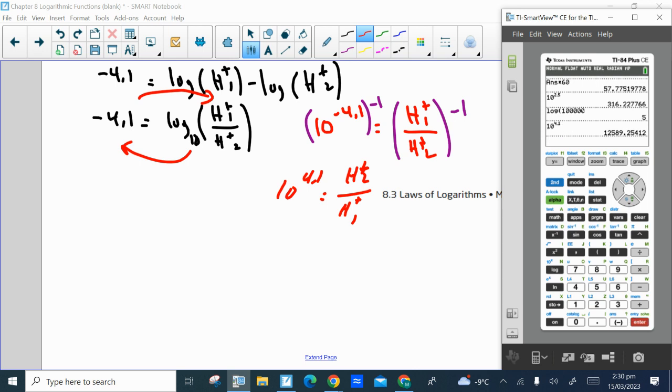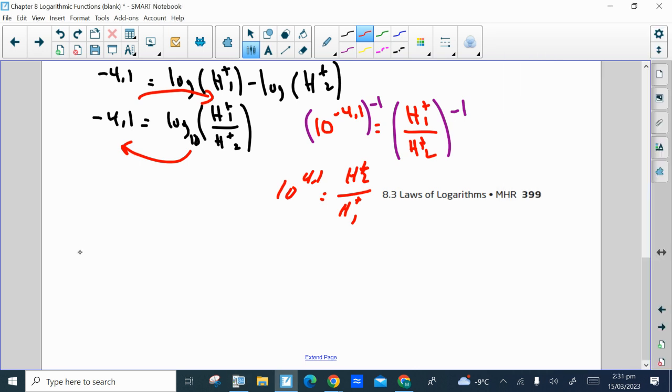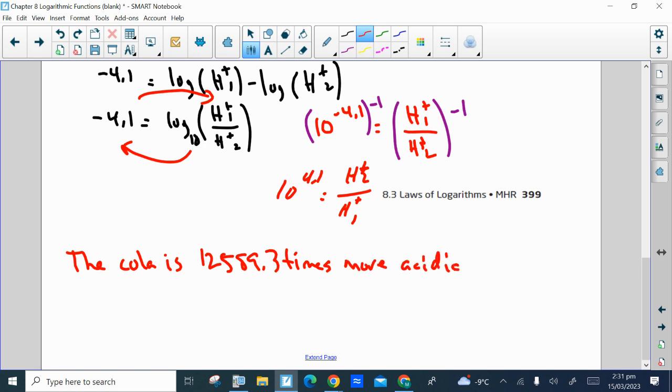So there's quite a difference there in levels of acidity. 12,589.3 times more acidic. So the cola is 12,589.3 times more acidic than milk.